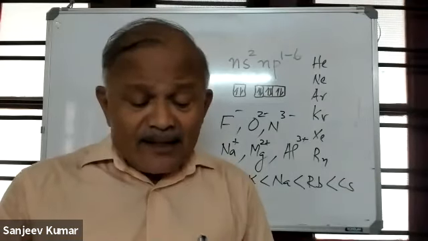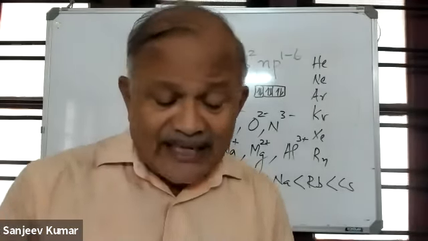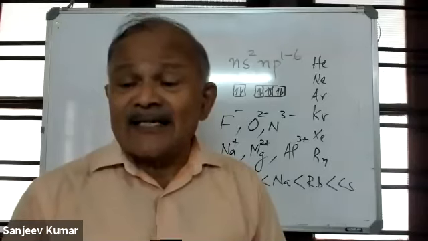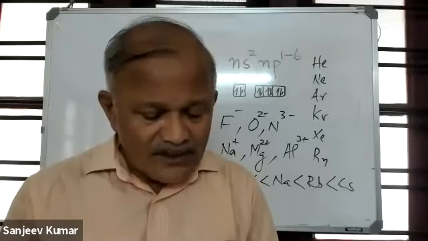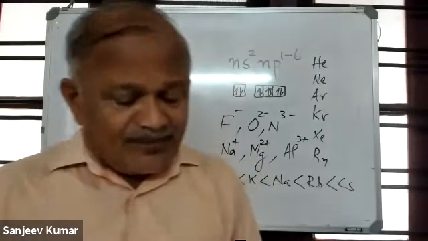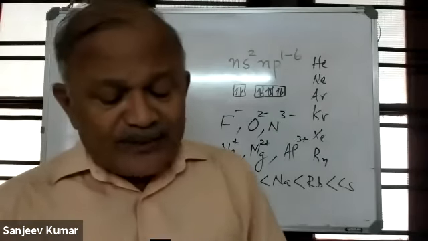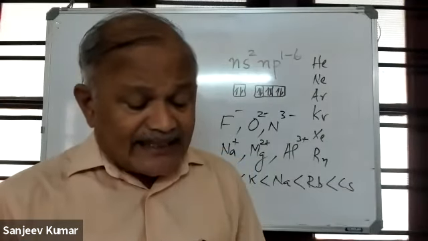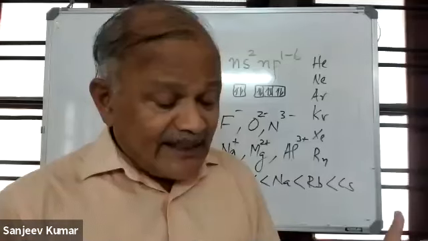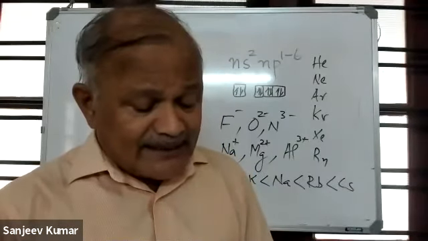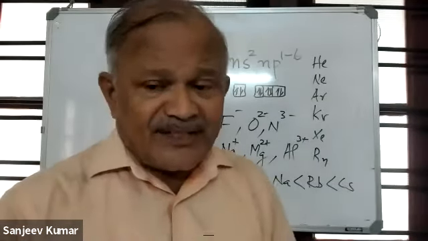Lithium less than potassium less than sodium less than rubidium less than cesium. The fifth question is: the correct order of decreasing electronegativity values among the elements beryllium, oxygen, nitrogen, and magnesium.